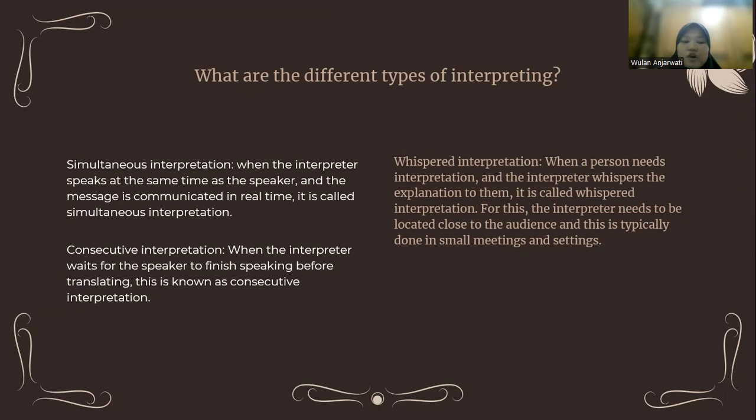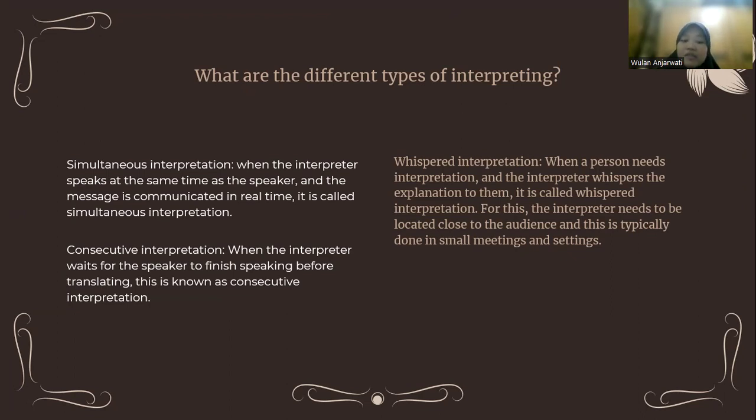And next, there is consecutive interpretation. When the interpreter waits for the speaker to finish speaking before translating, this is known as consecutive interpretation. So, in consecutive interpretation, the interpreter has to wait for the speaker to finish talking. They usually take notes to remember what's being said and later use them to deliver the interpretation.